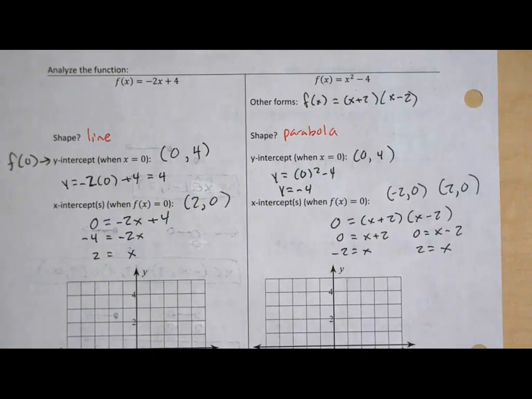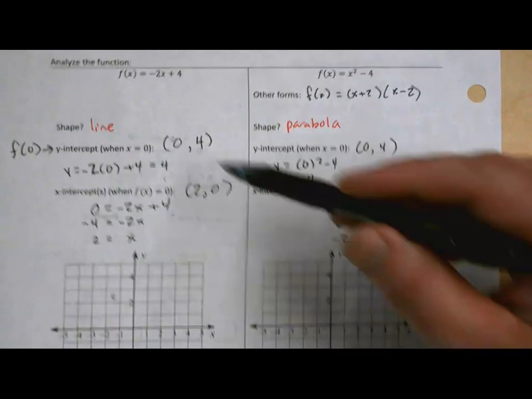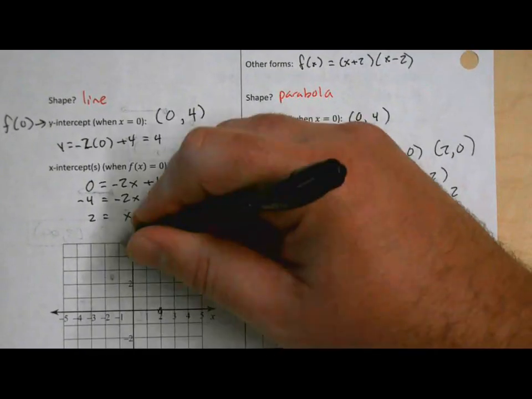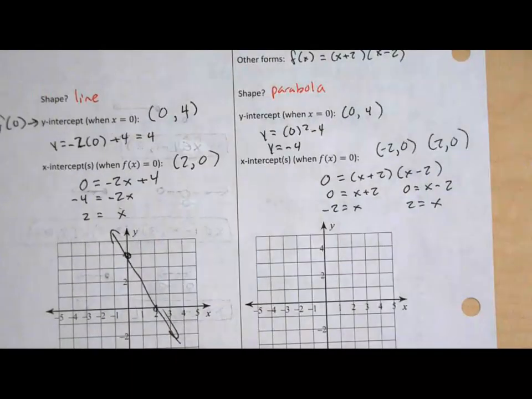Okay. Any function, ever. You probably already knew how to graph these, but if you have x and y intercepts, you could just graph those 2 points. You said it was going to be a line. There we go. Easy peasy.